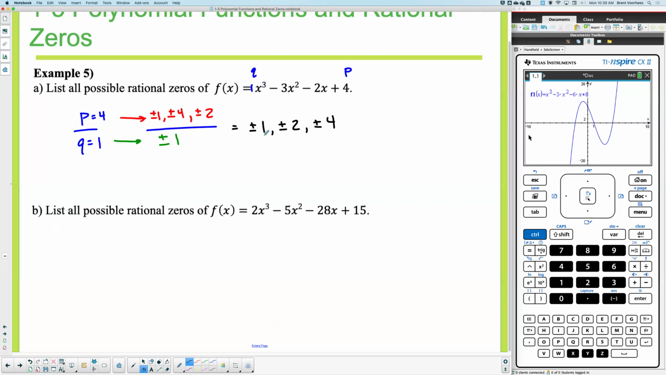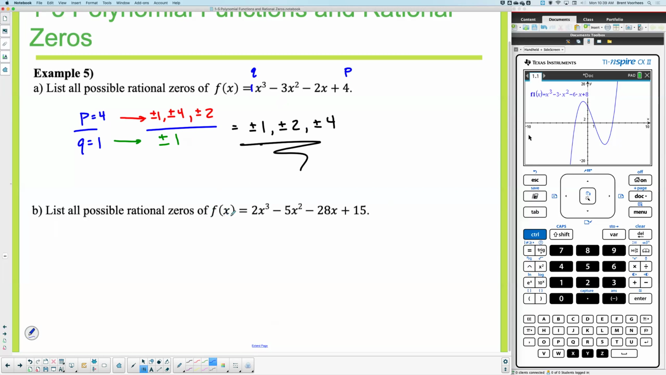The only locations it can hit the x-axis are +1, +2, +4. That's the only possible places that could hit the x-axis with those two, the first term and the last term. The leading term and the last term. Okay, let's do it again, just so you can see it one more time.